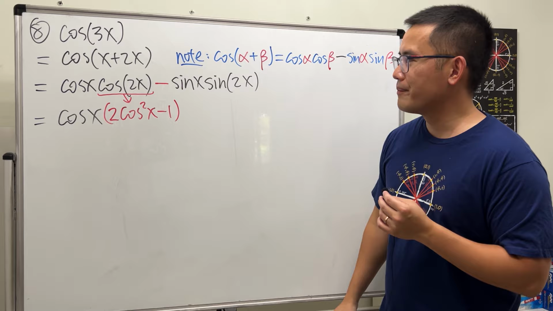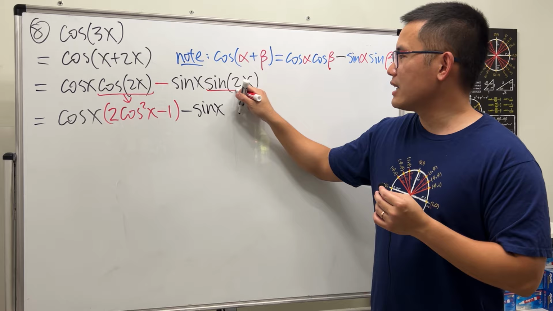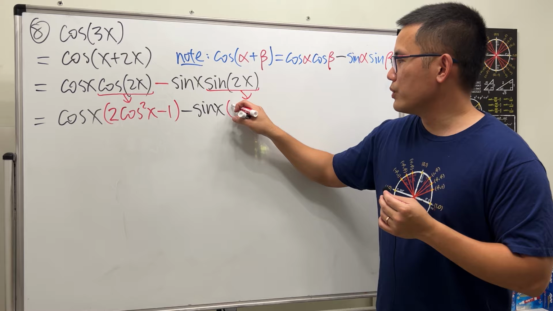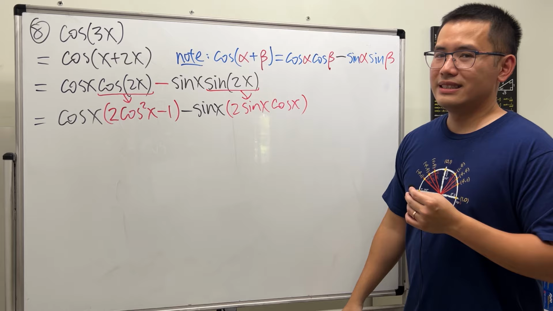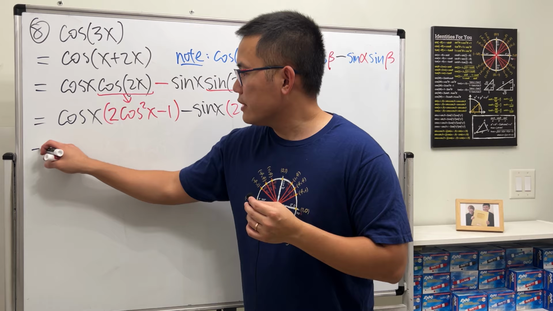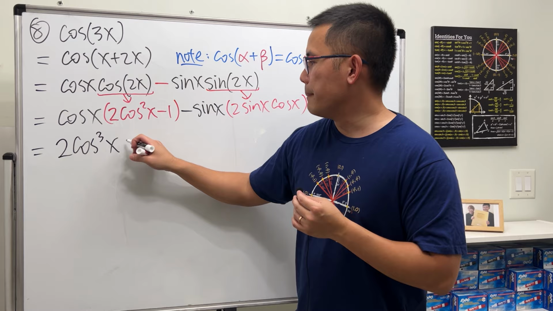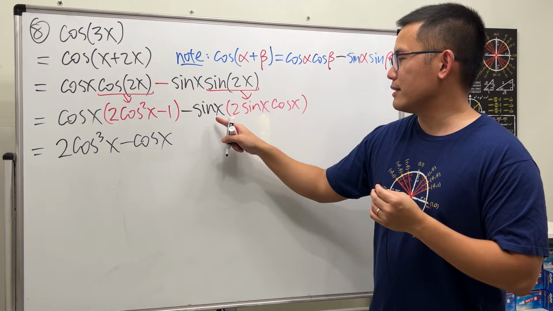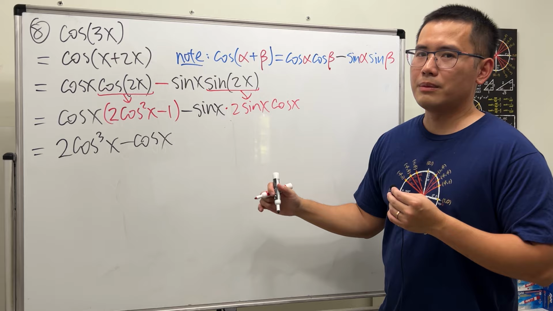And then we continue, we have minus sine x, and for sine of 2x, this is the same as 2 times sine x times cosine x. So remember the double angle identities as well. Now we can distribute the cosine x, so we are looking at 2 cosine to the third power x, and then minus cosine x. And then, because this is just regular multiplication, I don't want to use parentheses, since it looks like a distributive property. No, it's just this times that.